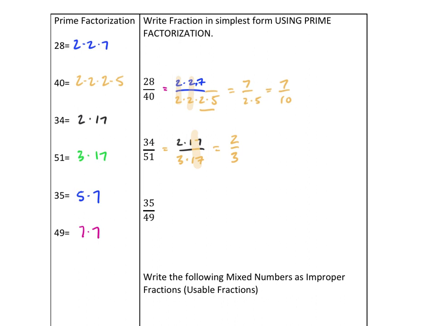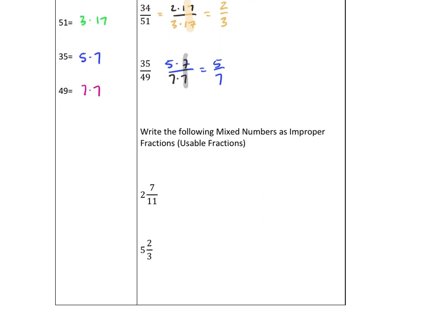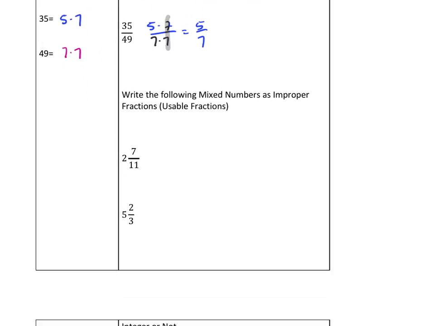Okay, so now if you do 35/49ths, then what you'd say is, well, 35 is 5 times 7. 49 is 7 times 7. What do they have in common? Well, they have the 7s in common, right? So that means this simplifies to be 5/7. Okay?